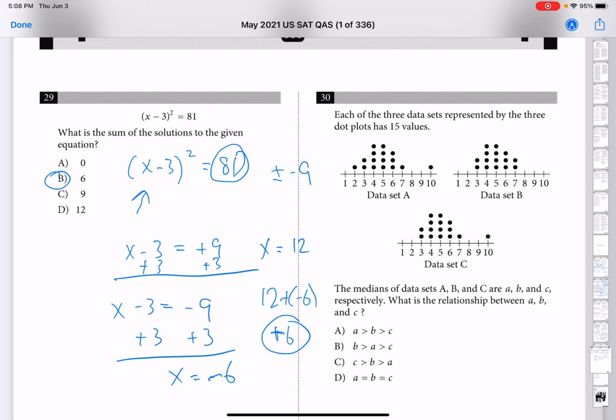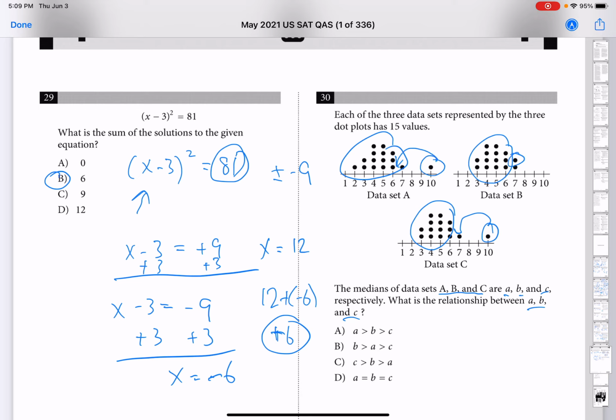30. Each of the 3 data sets represented by the 3 dot plots have 15 values. If the medians of data sets A, B, and C are a, b, and c, respectively, what's the relationship between all of these medians? Okay, let's see if there's anything that changed. I mean, all of these shapes here kind of look the same. So what they did was they just took the dot and put it here.